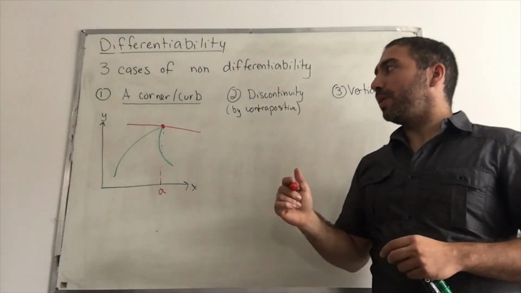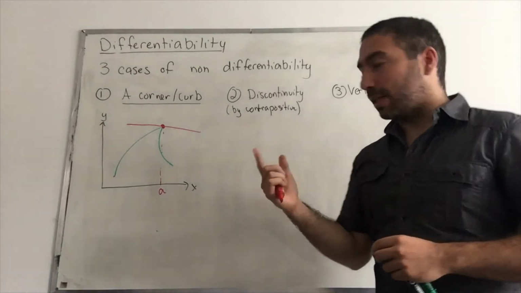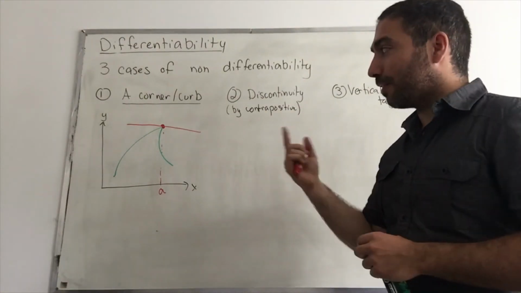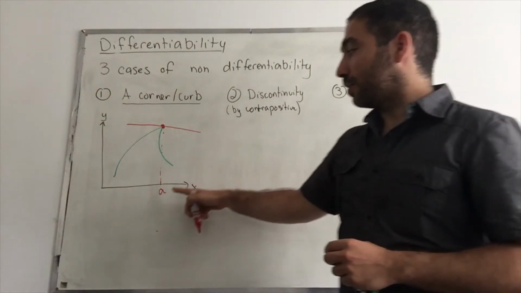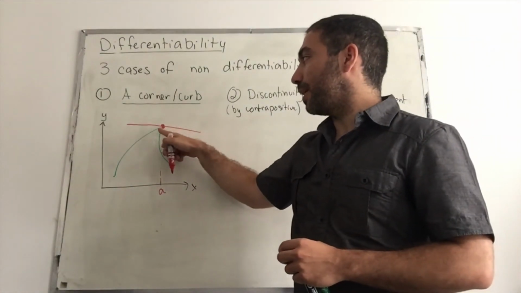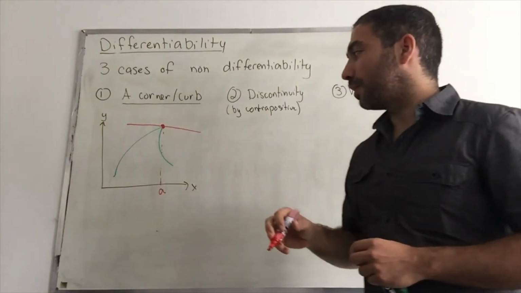But we need one single tangent line. In this case here, we don't have one single tangent. We have many potential tangent lines. Because notice that the line that I drew here hits the function at exactly that point.